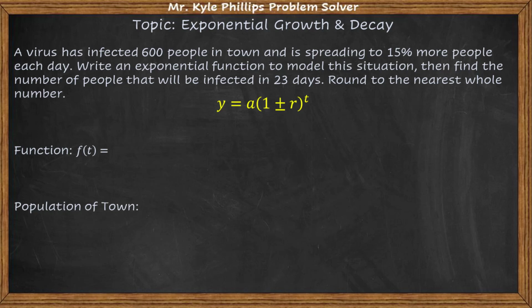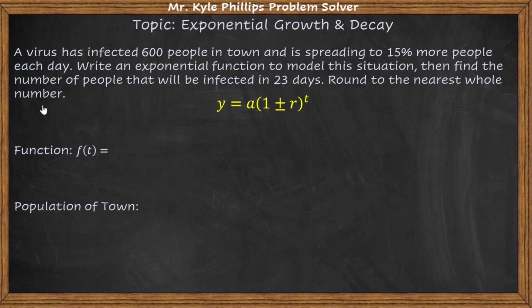Hey everybody. So in this video, we're talking about exponential growth and decay. In this problem, we have a virus that has infected 600 people in a town and is spreading to 15% more people each day. Write an exponential function to model this situation, then find the number of people that would be infected in 23 days. Round to the nearest whole number.